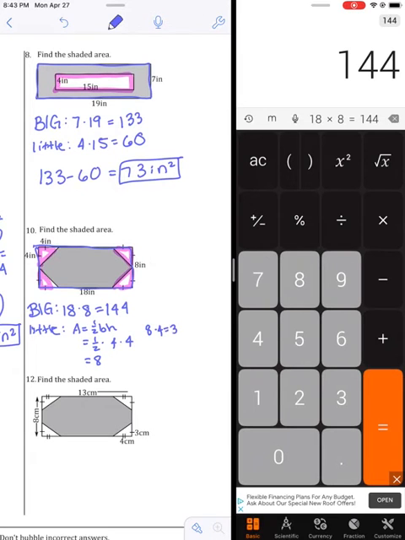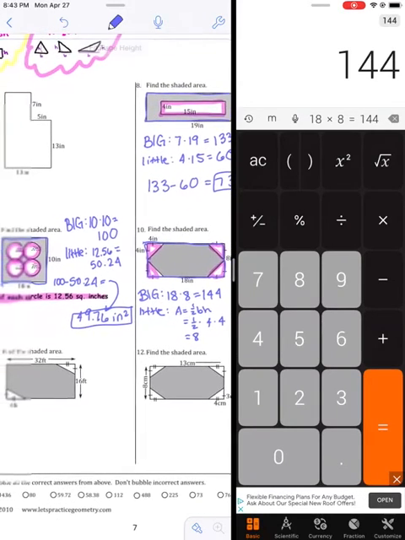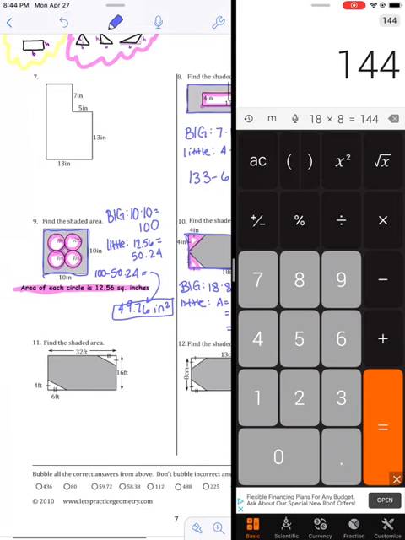But there are 4 triangles. So the last thing I have to do is 8 times 4, which is 32. So the area of the big rectangle is 144 minus the area of all 4 triangles, which is 32. 144 minus 32 is 112 inches squared.